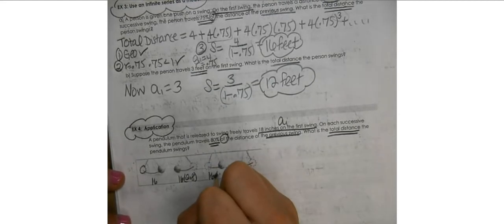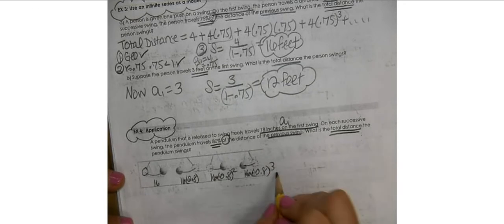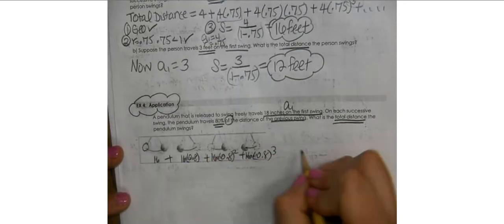Here's our last example. It says a pendulum that is released to swing freely travels 18 inches on the first swing. That's our a sub 1. On each successive swing, the pendulum travels 80% of the distance of the previous swing. We want to figure out what is the total distance of the pendulum. Well, I know it's kind of tough to read, but the pendulum is going to swing back and forth 16, and then this is 16 times 0.80 because that's 80%. Then we have 16 times 0.80 squared, and then we have 16 times 0.80 cubed. And we would continue on with that, and we would add these values together in a series.